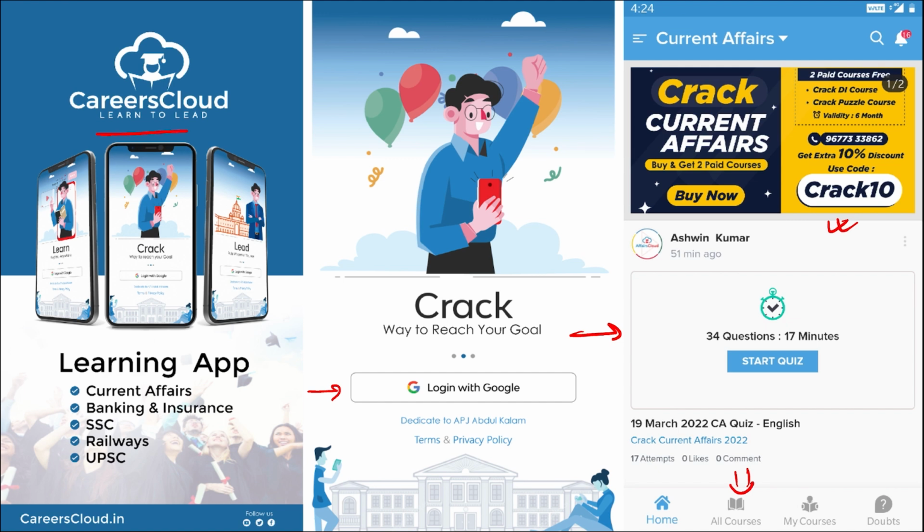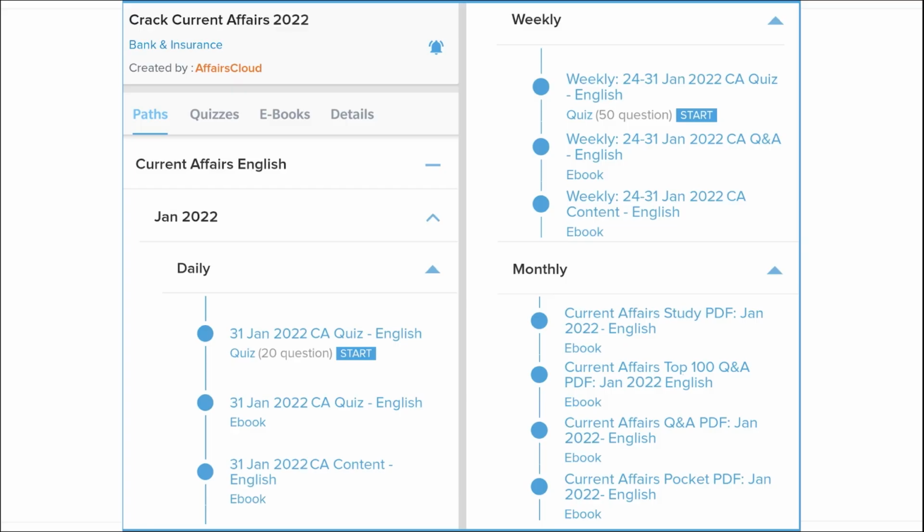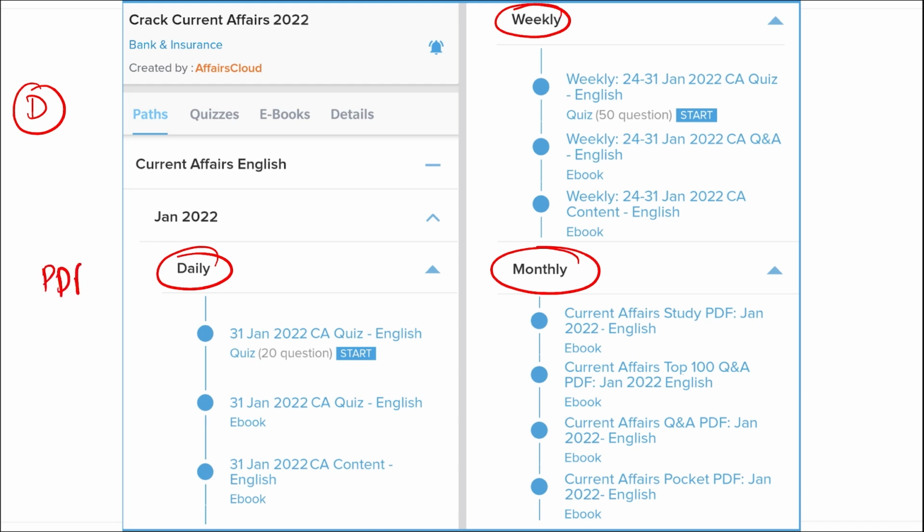If we talk about the course, why this course is so important, how you will be benefiting through this course. If you see, we provide current affairs on the daily basis, on weekly basis, as well as monthly basis. On daily basis, we will be providing you with PDFs of the content of that particular day. Apart from this, you will be getting a quiz on your application that will be of 20 questions on daily basis that will help you in boosting your preparation.